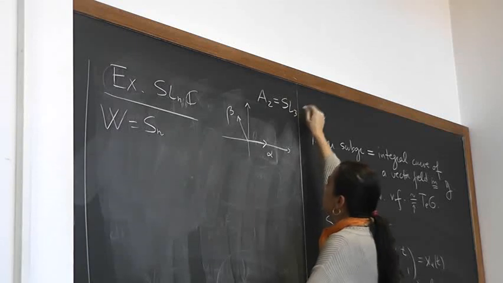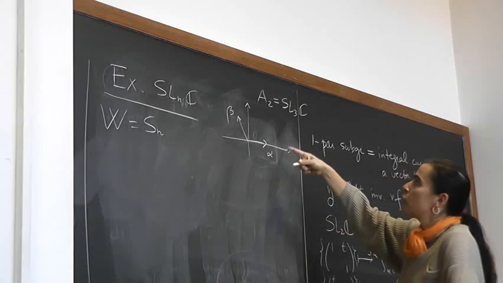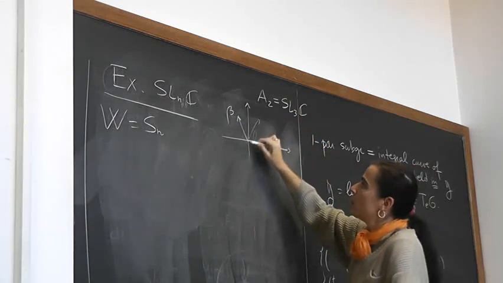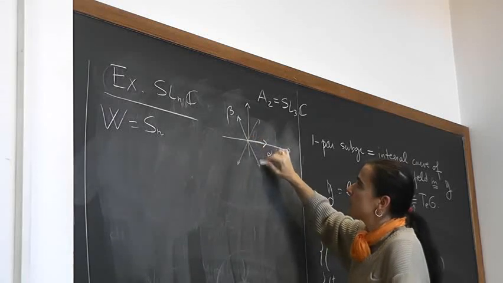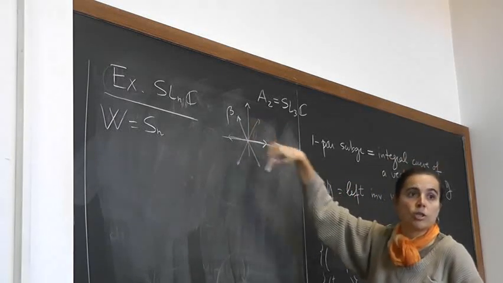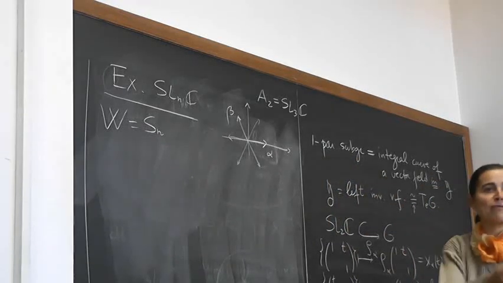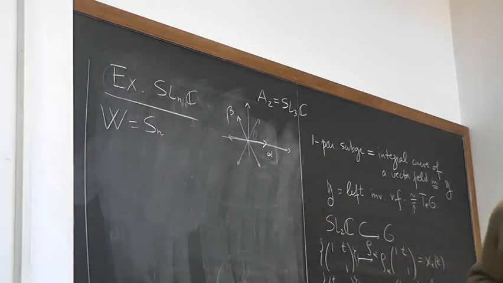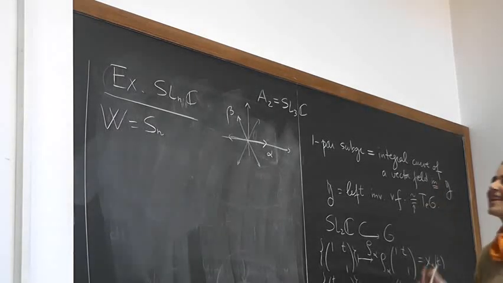So, this is SL3C. You have the six roots, and you take the group of full permutations of all these roots. I know you despise that I don't remember these indices, because the rank is one less, so it's difficult to remember.